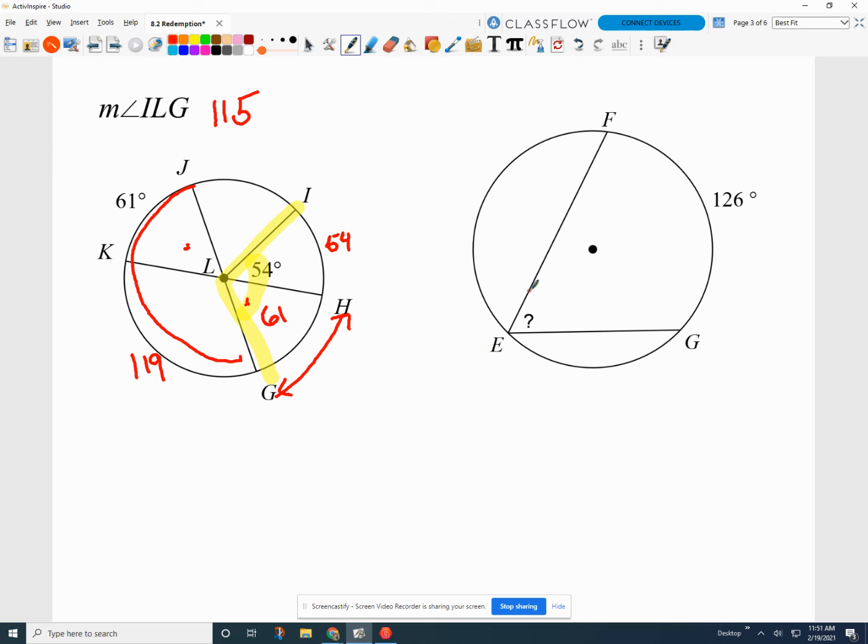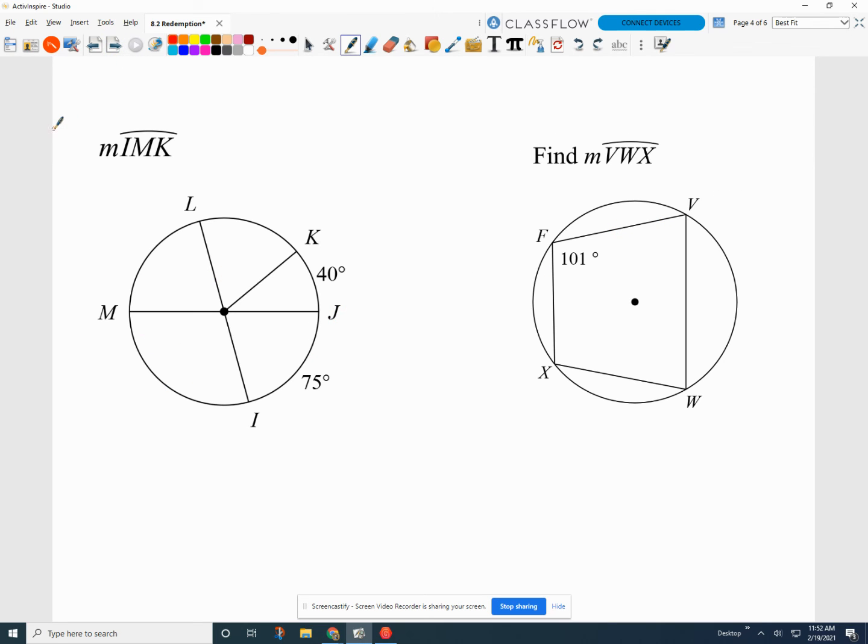All right, I'm looking for angle E back here. So I'm going to take 126 coming in. I'm going to divide by 2. So this is 63 on the inside. Okay. IMK. It looks like most of these central angle ones throw in that semicircle is 180 degrees. So just be aware of that.